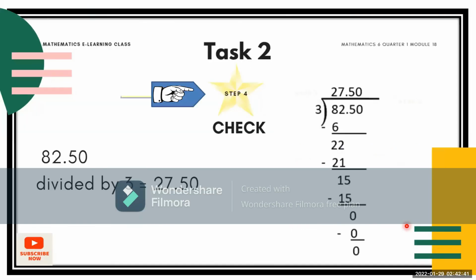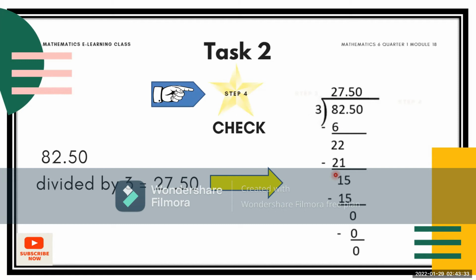So for our task number 2, we have to divide 82.50 by 3, which is equal to 27.50. So how? 82.50 divided by 3. So we take the first digit, which is 8. 8 divided by 3 equals 2. 2 times 3 equals 6. Then we subtract these two numbers here. 8 minus 6 equals 2. Then bring down 2. We have 22 divided by 3 equals 7.